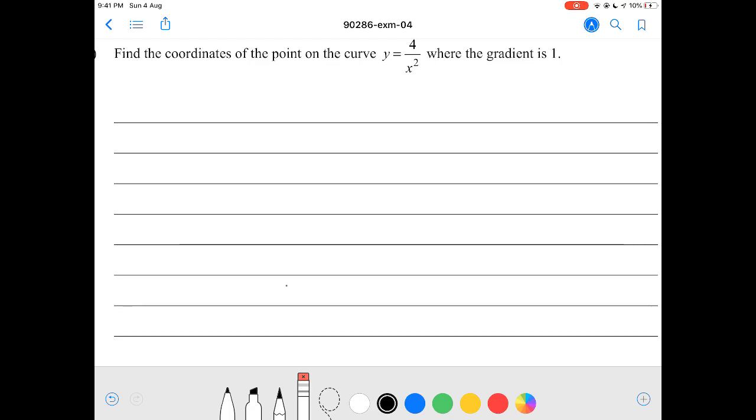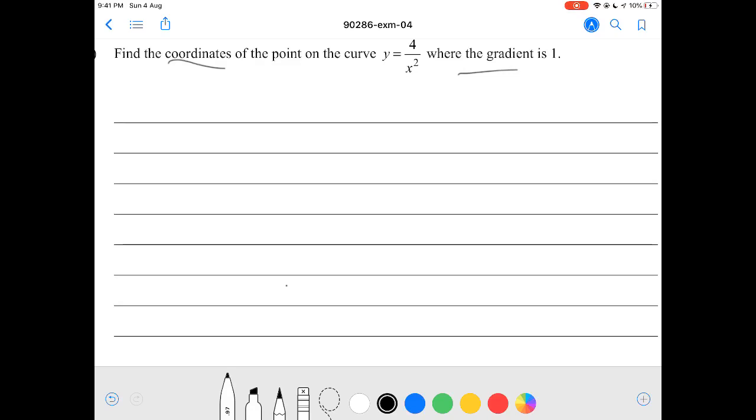For these questions, we need to differentiate, and then this time, instead of substituting the x point, we're going to substitute the gradient equals 1 and solve for that x point. The key word here is coordinates, which means the x and the y point. So that's not only the x point, but the y point as well. In order to find the coordinates, we're going to substitute our x point into our original function. But the first thing we need to do is find the x point where the gradient is 1.